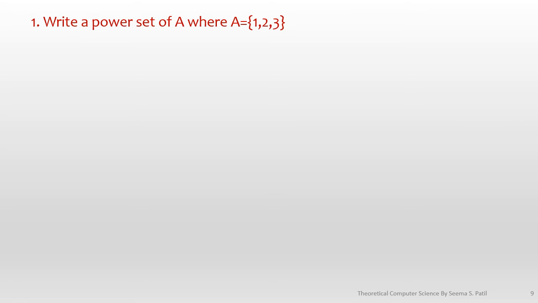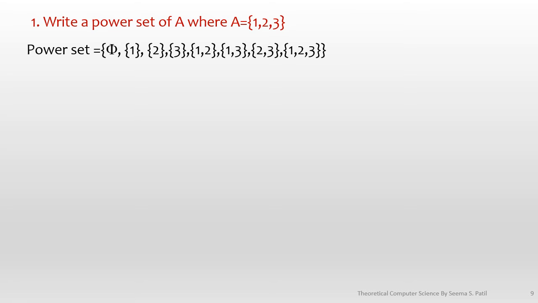Now we will see the example. First example is, write the power set of A where A equal to {1, 2, 3}. Here the number of elements is 3. So the answer should be 2 raised to n. How many elements are there? 2 raised to 3 means there should be 8 elements in your set. So the power set equal to {∅, {1}, {2}, {3}, {1, 2}, {1, 3}, {2, 3}, {1, 2, 3}}. In this way, there are 8 elements.